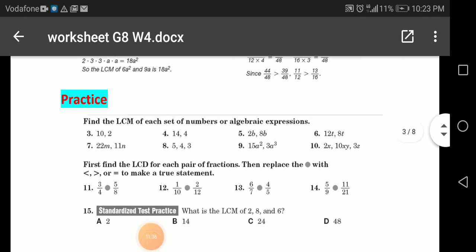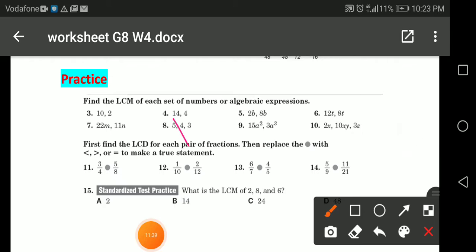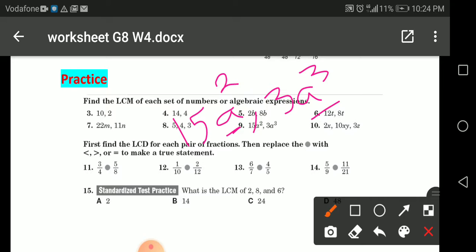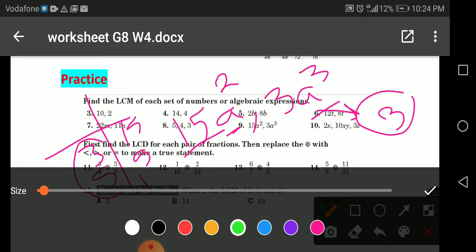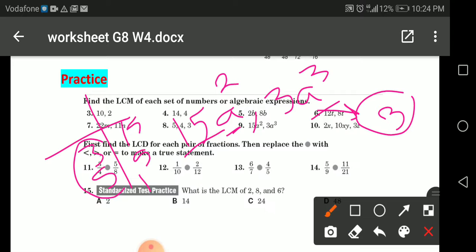Okay, guys, again 15a to the power 2 and 3a to the power 3. Here a, and 3 is a prime number, so I will just write 3. The prime factorization of 15: 15 divided by 3 gives me 5, divided by 5 gives me 1. So we have 3 and 5, and we have 3. So we write here 3 multiply 5 and 3.